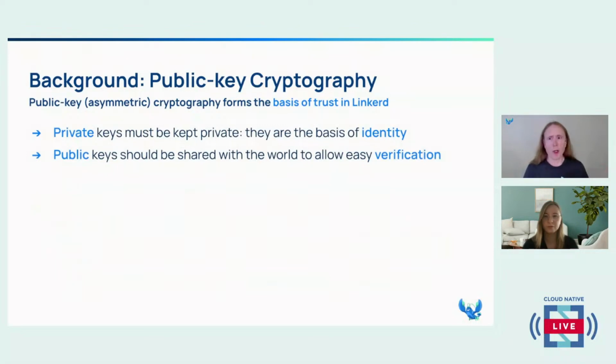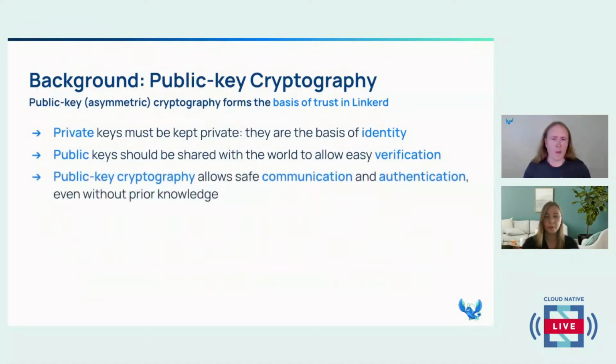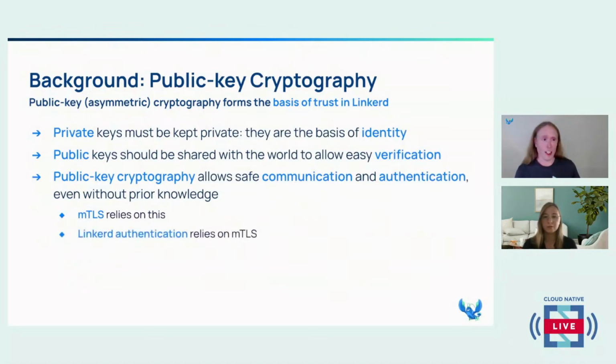Also, the more widely, say, Bob shares his public key, the easier it is for Alice to get it and send him some data. And that's really the name of the game: public key crypto allows Alice and Bob to safely communicate with each other, but also to safely know who is on either end of the channel. And they can do this even if they haven't interacted before. MTLS happens to rely on this, and Linkerd authentication ultimately relies on MTLS. So all this stuff is important.